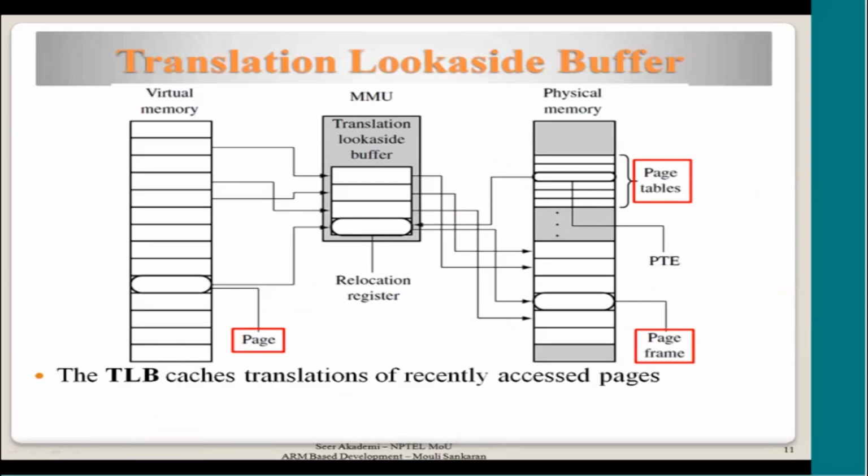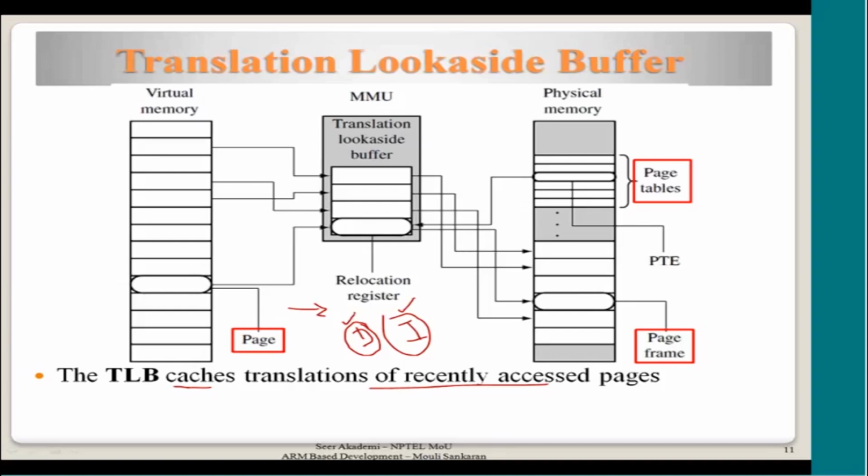Good. So the TLB caches translations. It caches the translations of recently accessed pages. So it is a cache, but it is not caching the data or instruction. It is actually caching the translation of addresses. So it could be for both instruction access as well as data access.